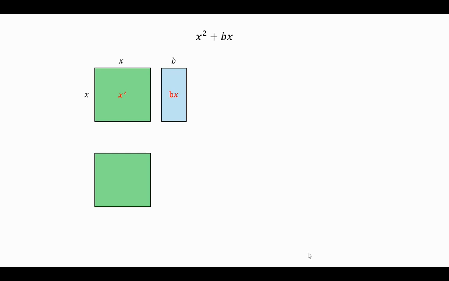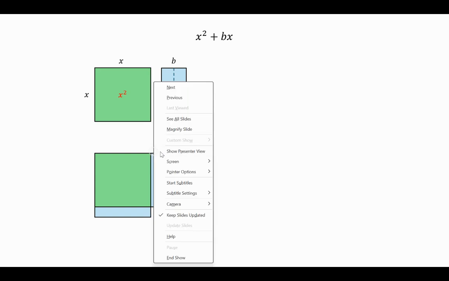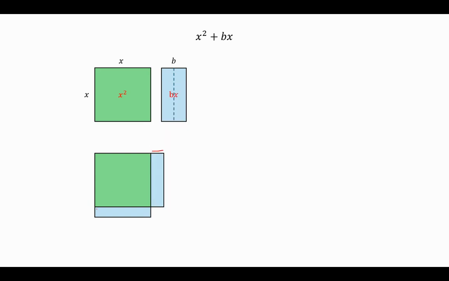And to do that, I'm going to cut the bx shape in half and add half to the side and half to the bottom of the green square. And because we've cut it in half, we could say that each of these lengths here are half of b, or b over 2. And if we could include this last little corner, then we could find the area of this new square by saying x plus b over 2 all squared.